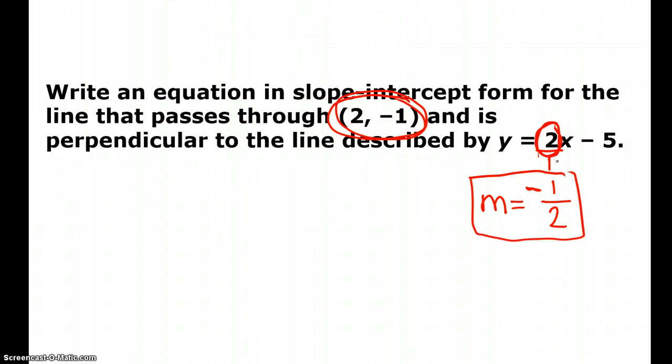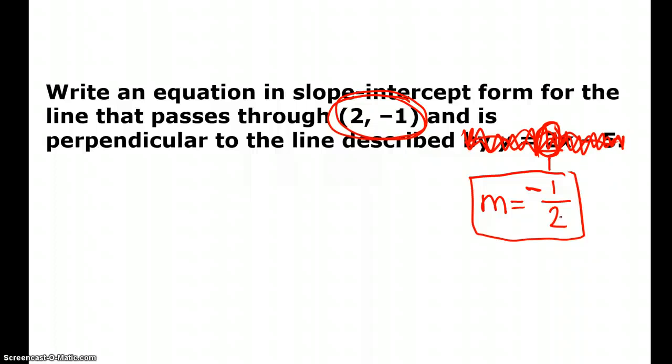So now I have a point and I have a slope. Once I have those two things, I don't care about this anymore. I have nothing to do with it. The only reason I needed it was to figure out what my perpendicular slope was going to be. So once I have a point and a slope, I'm good to go. I will do this one using method 1. I'll do the next one using method 2. And then you can give it a try.